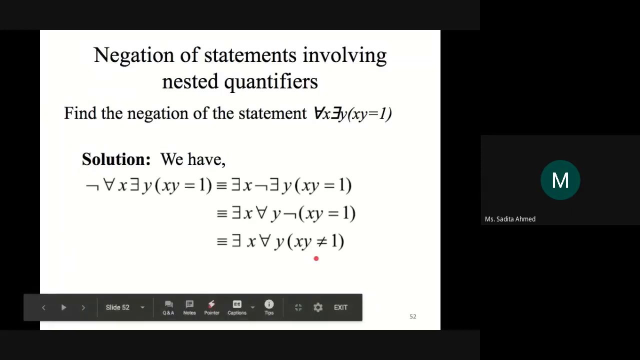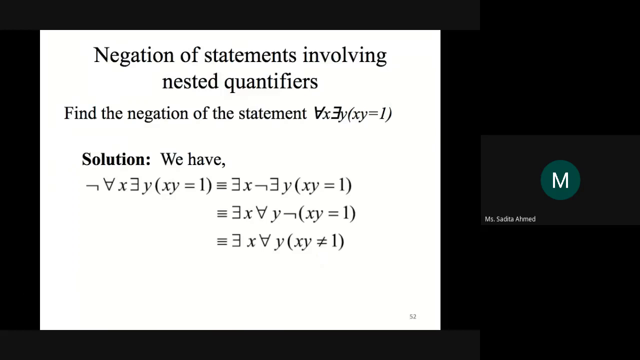So yeah, this one I'm quite sure is going to be true. Because for all real numbers, there does exist at least one real number such that xy is not going to be equal to 1. You can find at least one real number, for all real numbers, where you can make the product not equal to 1. Okay.